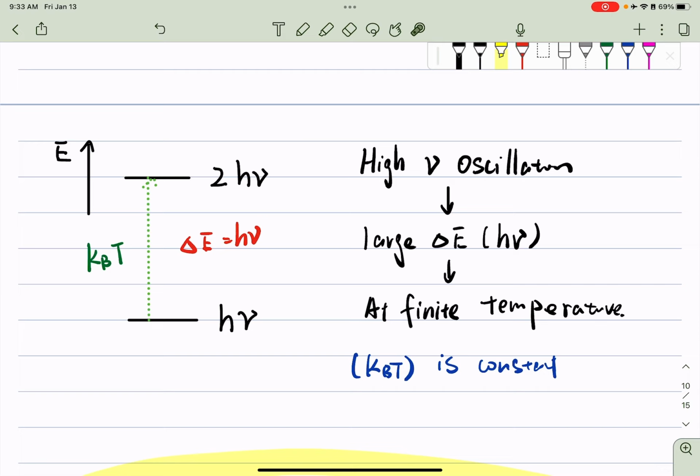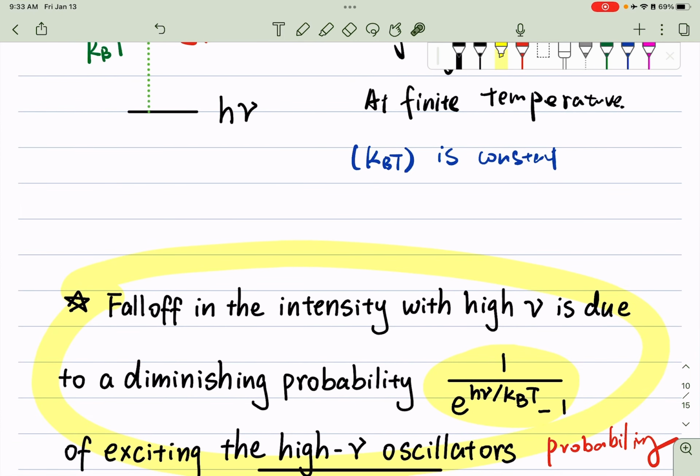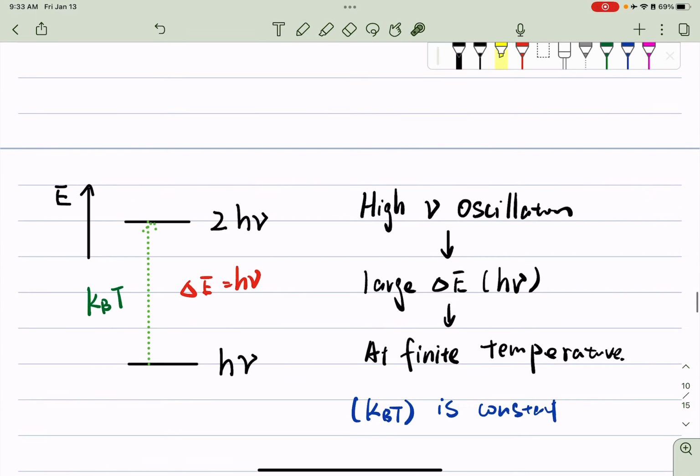Yes? Can you repeat again why higher frequencies lead to lower probability? Right. So the question is, why does higher frequency lead to lower probability? That's what this exponential term is doing. When we're taking the ratio, it depends on how big that is. It gives you a probability back. That's the math part I'm not talking about. What I want to focus on is what exactly we're talking about: the ratio between the thermal energy available and the energy step that's required to excite an oscillator. We're talking about this gap here, the smallest gap, delta E equals h nu.